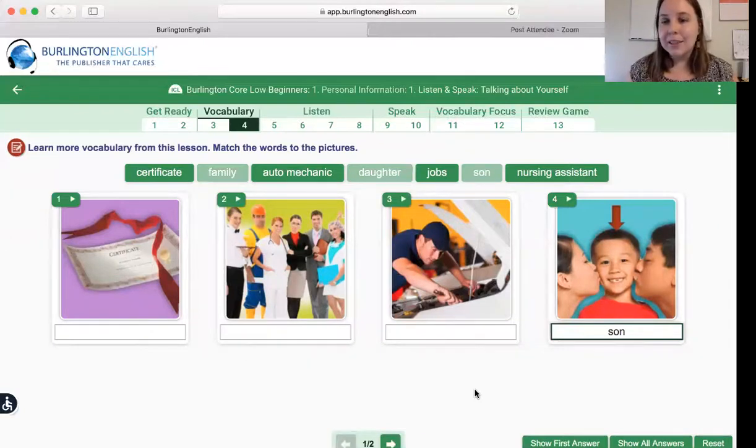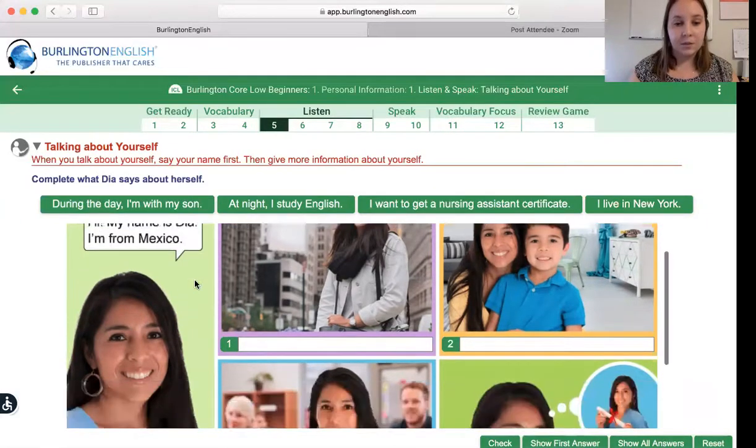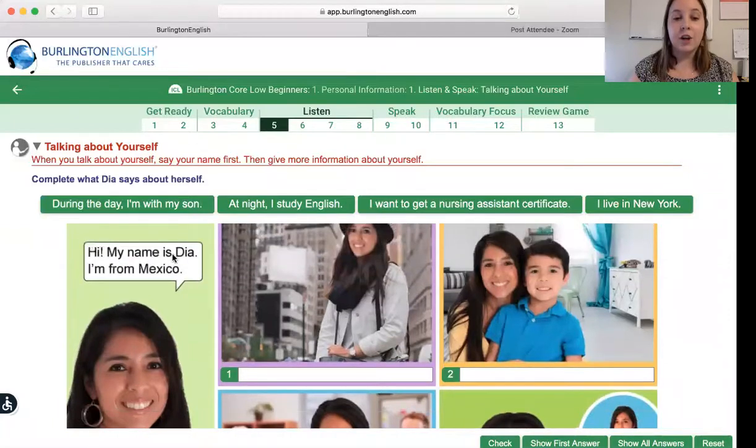The next thing we did in class is we did a little bit of practice listening about introducing yourself. So first we're going to look at this person. When it says talking about yourself, it says when you talk about yourself, say your name first. So when you meet someone for the first time, the first thing you're going to say is your name. So she says, "Hi, my name is Dia." So the first thing she tells us is her name.